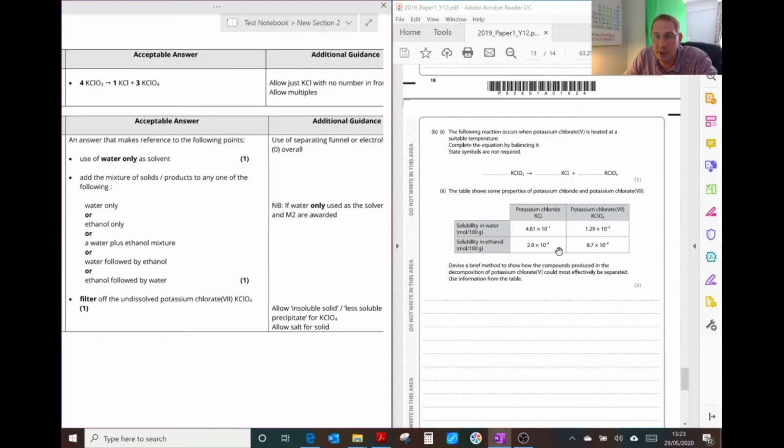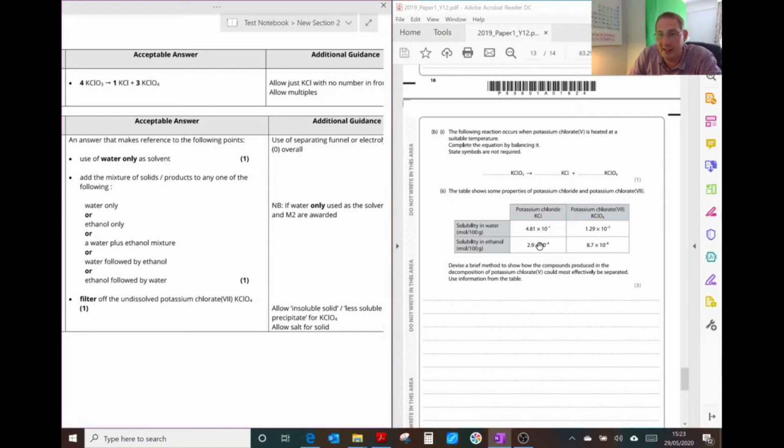In ethanol, minus 4 and minus 6. Again, well, if it was 8.7 times 10 to the minus 4, it would be 100 times more soluble. It's about a third of that. So it's about 30 times more soluble, again, in ethanol, potassium chloride.